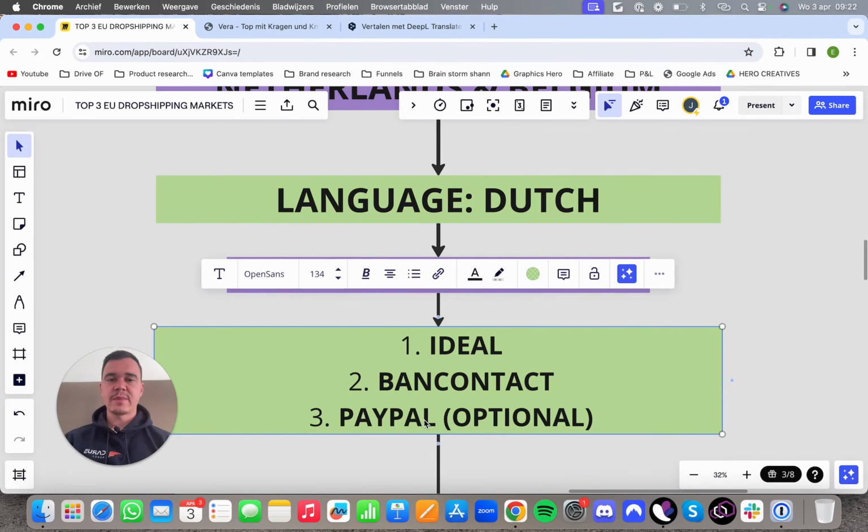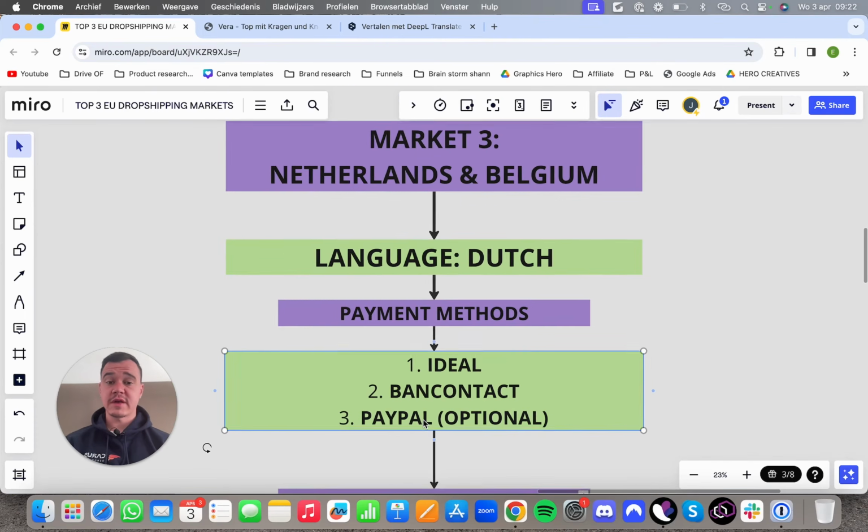You can start with PayPal. I think 10% max will pay with PayPal. So it will boost your sales a little bit, but it's just 10%. If you want to warm up your PayPal and just start using PayPal, this market is pretty good.